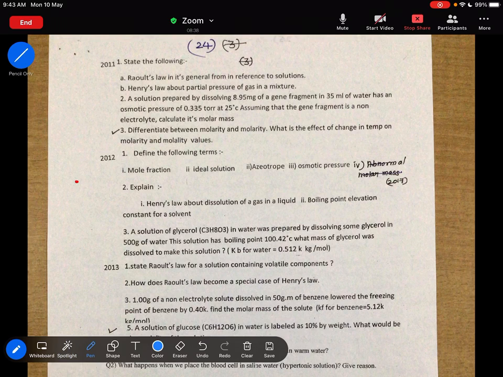What is boiling point elevation constant? We know that ΔT_b is equal to K_b · m. So the question is, define this K_b, boiling point elevation constant. So you can define it as the elevation in boiling point when molality is unity. Similarly, you can define K_f also. It is the depression in freezing point when molality is unity. In that way, you have to make a definition. Or you can give the equation, give the expression and explain the terms. That also is possible.